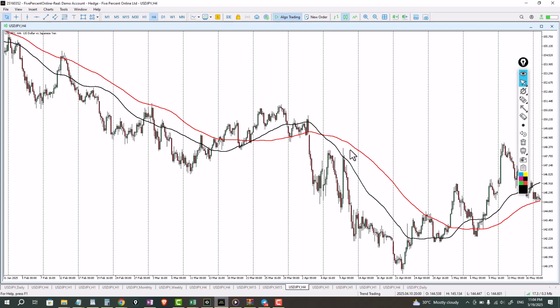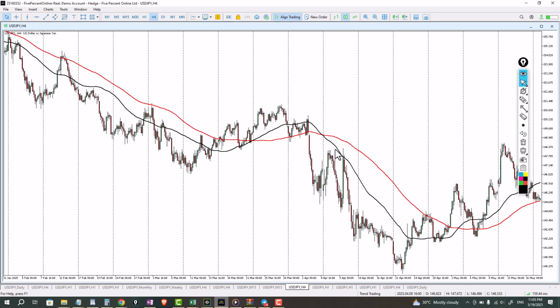There's a likelihood. Does this mean that every single time you see the black moving average, which in this case is the fast moving average, 50 periods, so does this mean that every time the 50 period moving average crosses below the red 200 period moving average, that price is going to move to the downside? Of course, no.